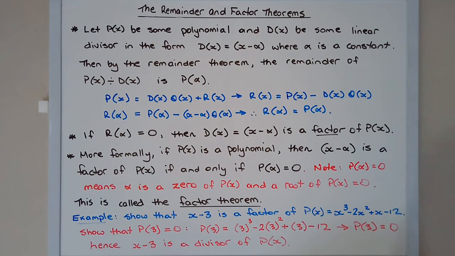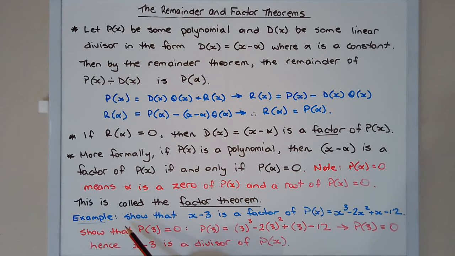Now as a side note, P of alpha equals 0 means that alpha is a zero of P of x and a root of the equation P of x equals 0. So that's the relationship between factors, roots and zeros. Now this is called the factor theorem, and you can see that it's related to the remainder theorem, or it's basically the remainder theorem where the remainder equals 0. In fact, if the remainder equals 0, then the divisor is a divisor of P of x.